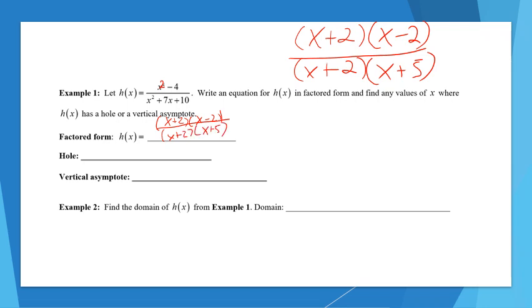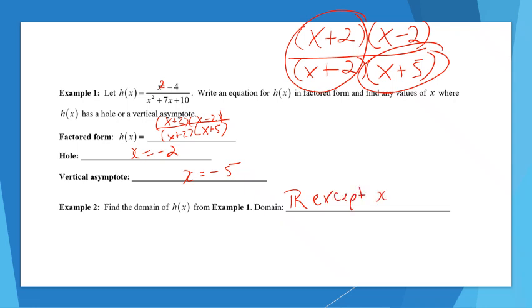Once we have this, we know that there should be a hole at the equally heavy factor at x equals negative 2. We also know there's going to be a vertical asymptote at that bottom heavy factor at x equals negative 5. Find the domain. The domain is simply all real numbers except wherever the denominator is equal to 0. So x equals negative 2, comma negative 5.